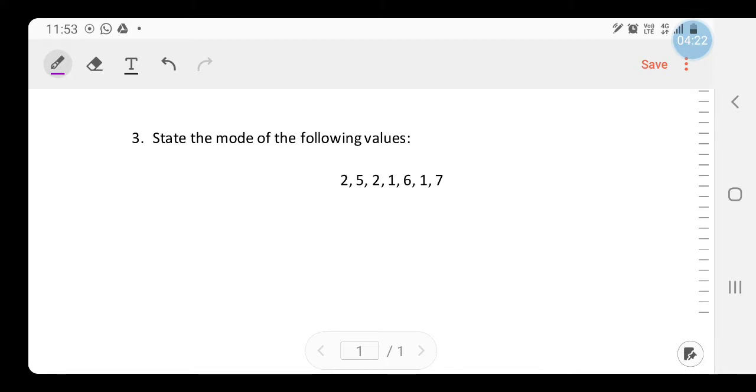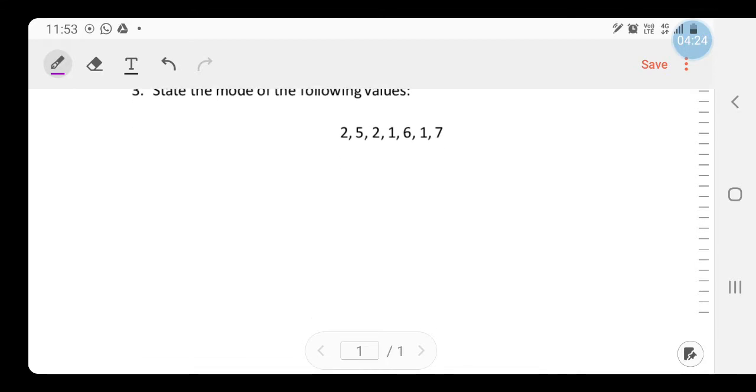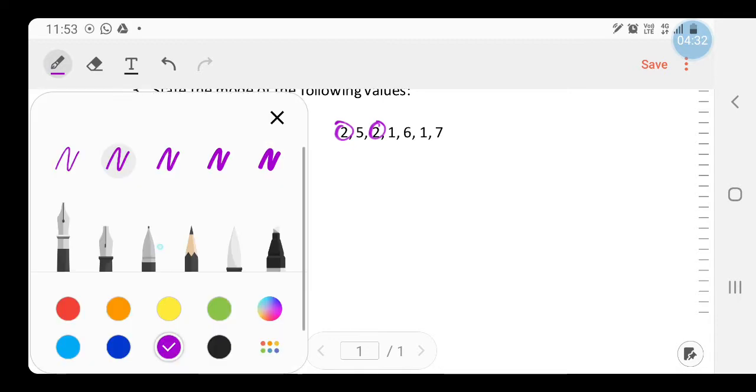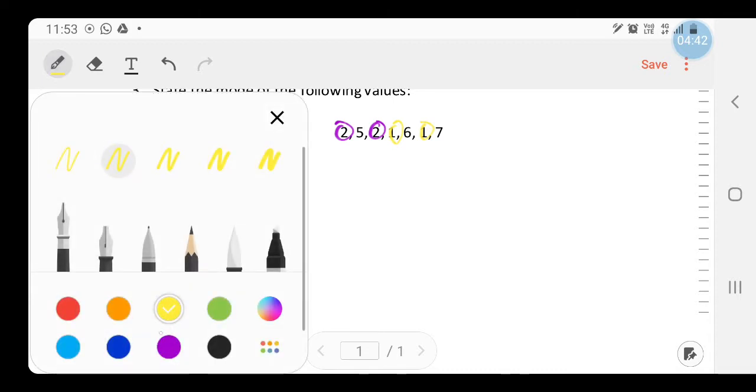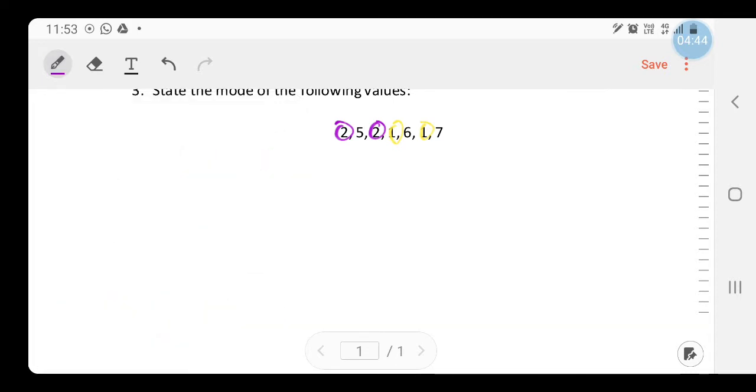All right, state the mode of the following values. So let's have a look. I can see 2 2s. I can see 2 1s. And then we have 1 5, 1 6, and 1 7. So this is a slightly different situation that we haven't encountered yet. It seems that we have 2 modes, and that is perfectly acceptable.